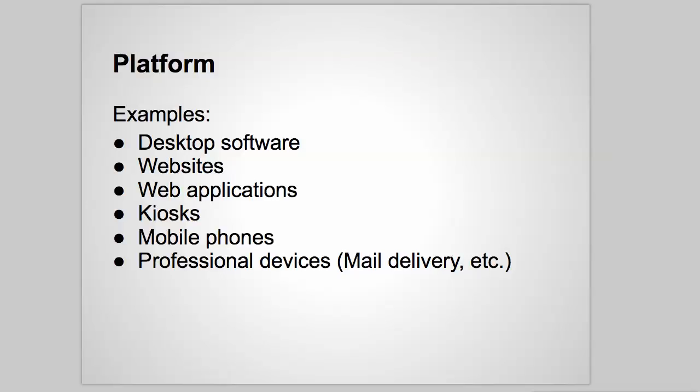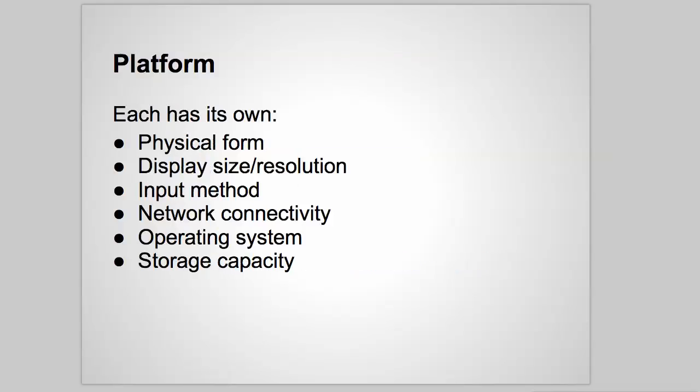And by this, Cooper means things like the little handheld signature collector thing that UPS and FedEx have when they require a signature. That's like a professional device. It's a device that has software on it, so it's its own platform, but it's made for one profession, for one particular company. So that's what he means by professional devices.